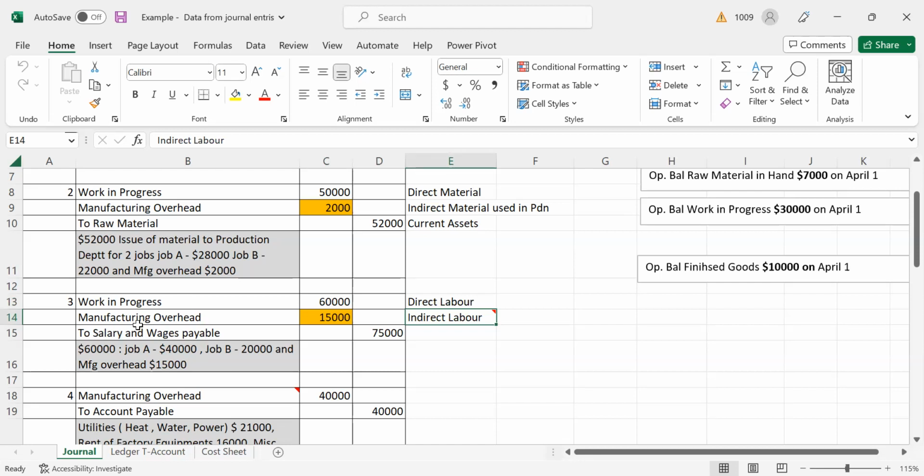So definitely there will be some direct labor. In direct labor we have $60,000, right? And manufacturing overhead is $15,000. This is indirect labor. Indirect labor may be a supervisor, janitorial work, or maintenance work. We have calculated here $15,000, totaling $75,000.